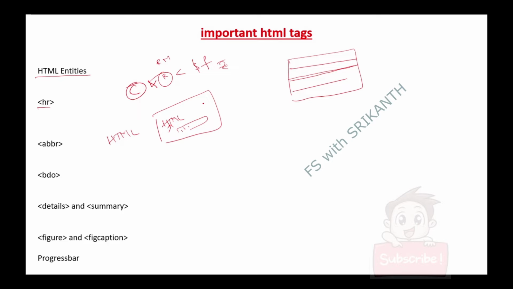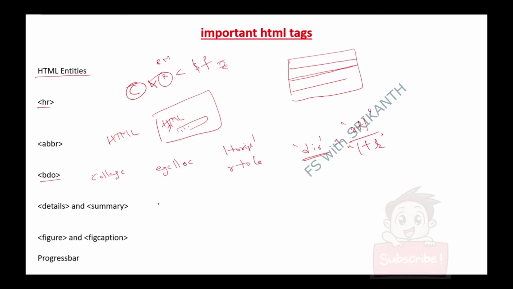Next, one more important tag is bidirectional override. What is bidirectional? Generally our content is printed from left to right. Suppose you want to print the word college in a completely different order, from right to left. That can be done with this bidirectional tag. It has one important attribute, the dir attribute, which has two important values, right to left and left to right. With the help of these two values, we can design that.